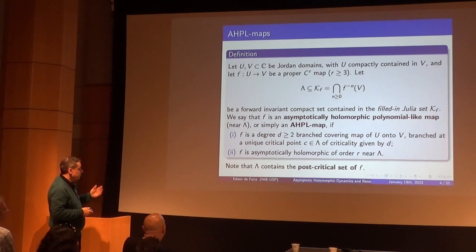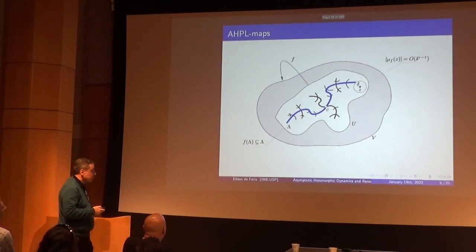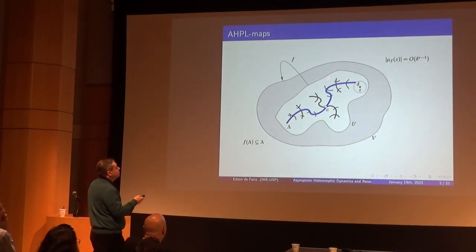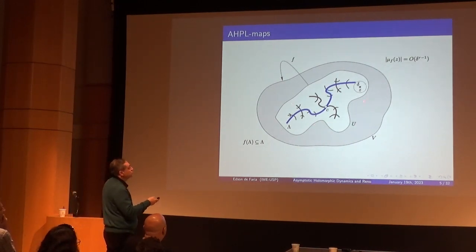But this is all a bunch of words and symbols, so let me give you a picture. So here's the picture. You have this topological disk U, which is the white disk, and you have this gray disk, which is V. The map F maps U onto V, and it's branched at this point here. So there's a critical point here. And the blue set, I'm drawing it as if it were some curve. It doesn't need to be, but this is the blue set.